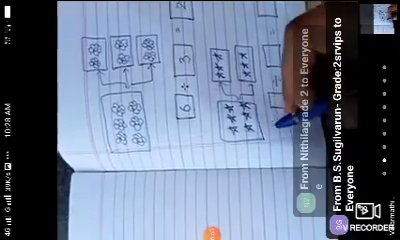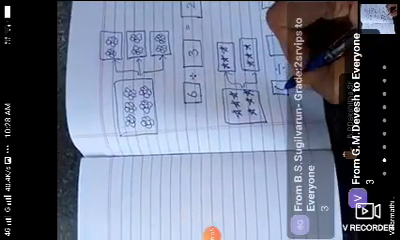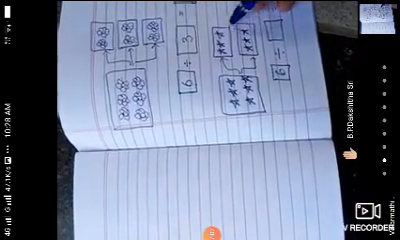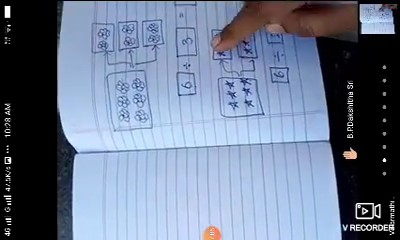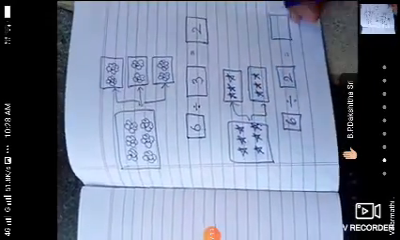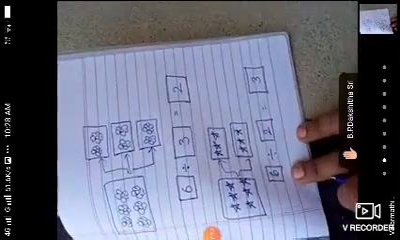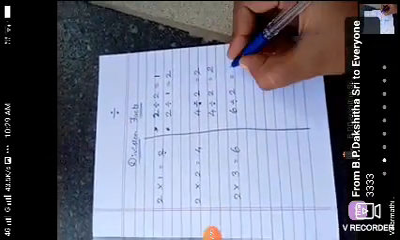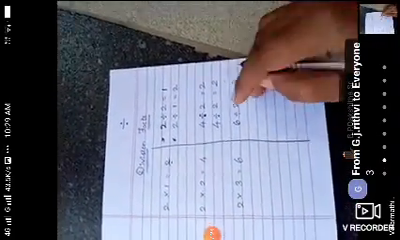So how to write the fact for this? The total number 6, divided by symbol. After that, how many groups? Here we are having 2 groups, so write 2. Then in each group how many do we have? Here also 3, here also 3. So the answer is 3. So 6 divided by 2 will give 3. So 6 divided by 2 is equal to 3.